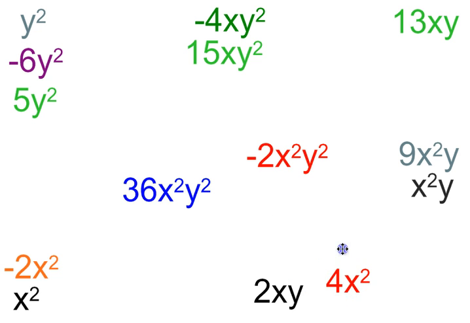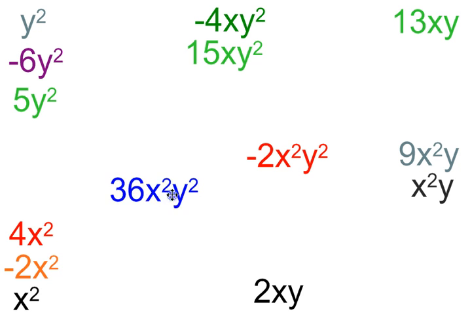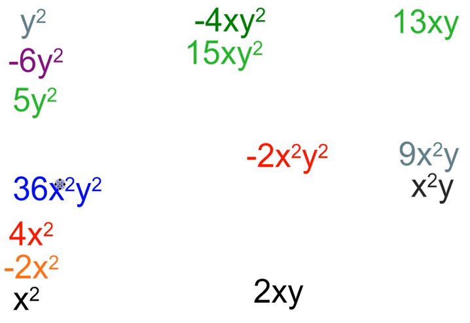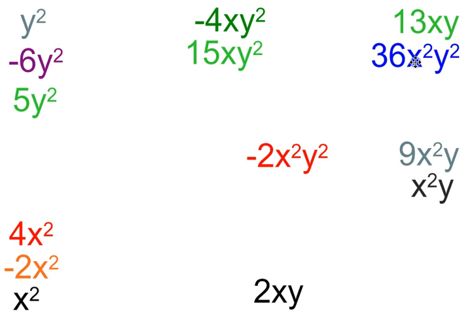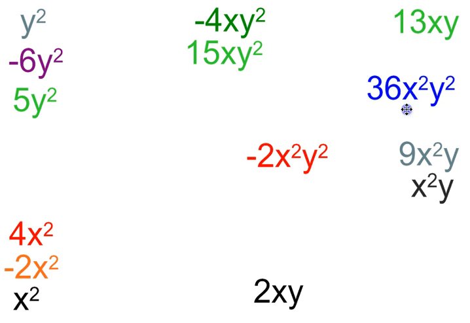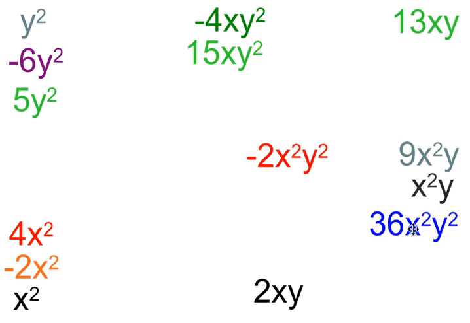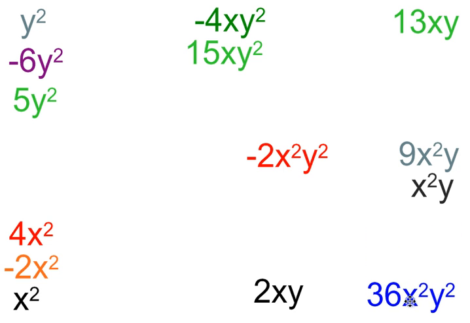Let's see, 4x squared. Let's take this one here. 4x squared. No, not that one. Where does the 4x squared go? Yep, right here. There it is. 36x squared y squared. This appears to be a new one. No y squareds there, no x squareds there. Can't be this one because the x is not squared. Can't be this one because the x or the y is not squared. It's not this one down here because the y is not squared, so it looks like we have a new group. New group, 36x squared y squared.